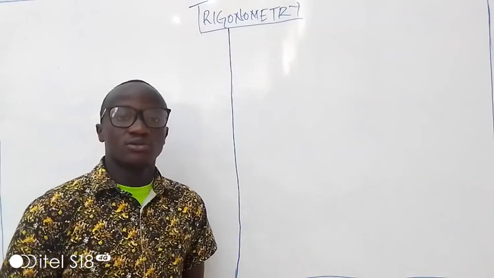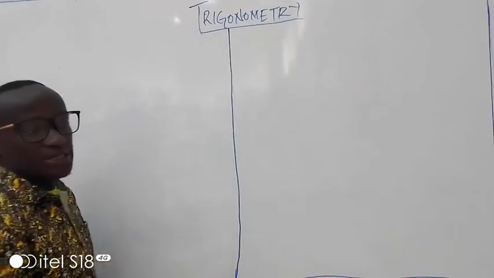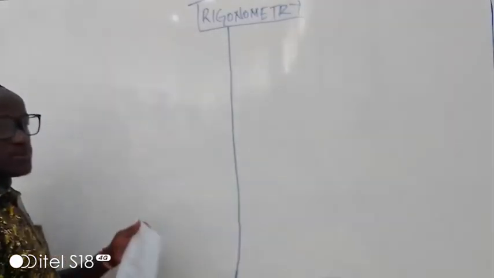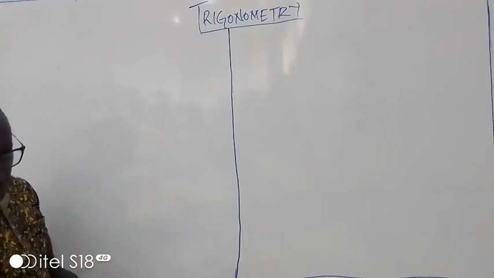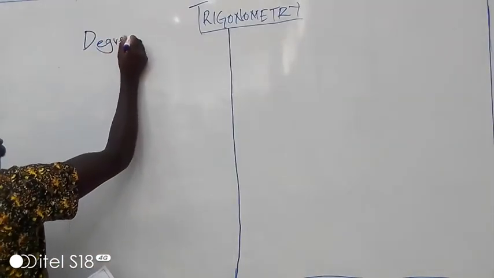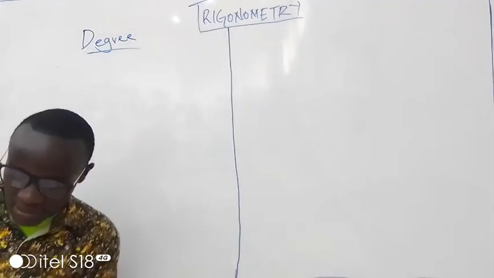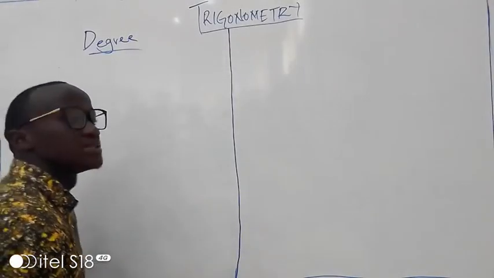So today we are going to look at trigonometry. And under trigonometry, we are going to look at several subtopics. First of them being degrees. Here we will be in a position to know what degree means. We will be able to differentiate between degrees and radians.